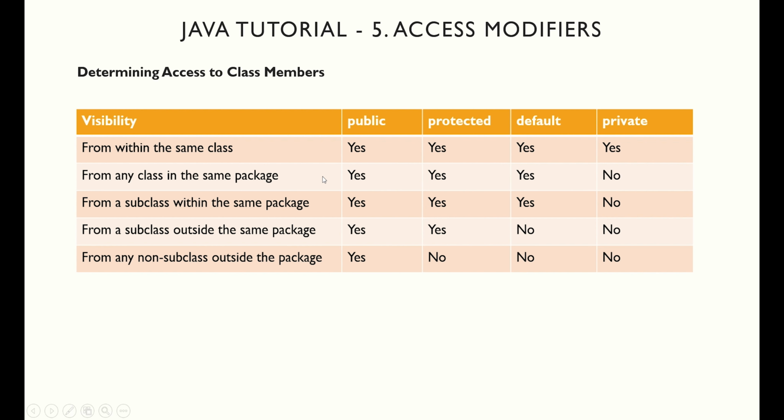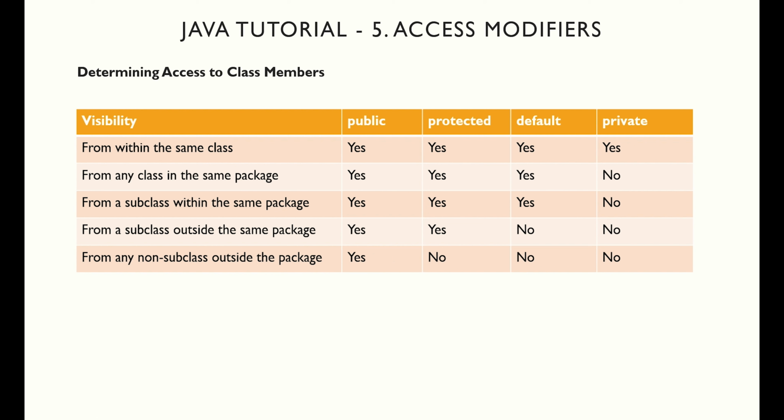From any class in the same package, private access modifiers will not have visibility. All other access modifiers will have visibility within the same package. From a subclass within the same package, the same private members will not have visibility and all others will have. From a subclass outside the same package, only public and protected access modifier members will have visibility. For any non-subclass outside the package, only public members will have visibility.